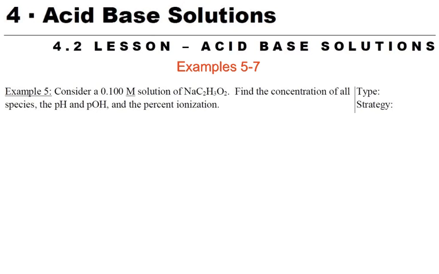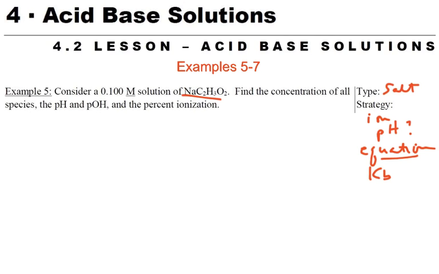Examples 5, 6, and 7 get quite a bit more involved. The type here is we're looking at a salt. When you look at a salt, the strategy first is to look at the ions and ask, are they going to change the pH in any way? That's our first question. Then we need to write an equilibrium equation, and in this case we're going to have to find a Kb.